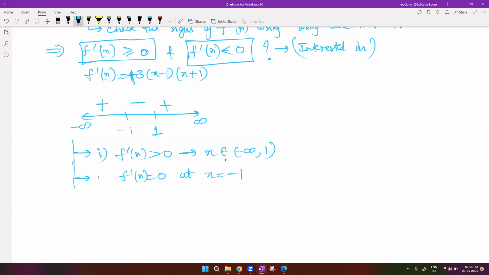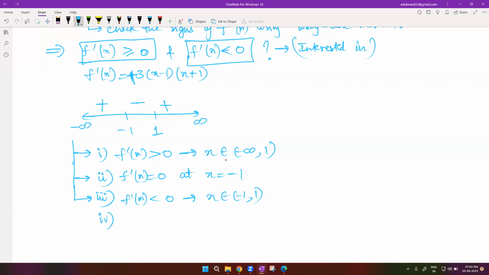These are my conclusions. This is basically the report of the above test. Then f dash x is negative, less than 0, when x is from -1 to 1. I'm using open intervals, right? Why am I using open intervals? Because I'm saying f dash x is less than 0.